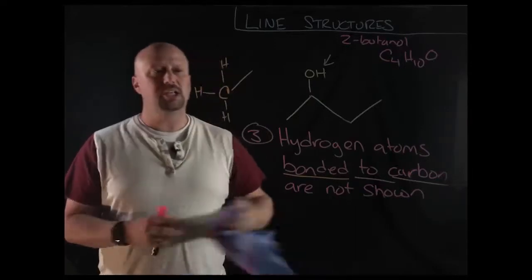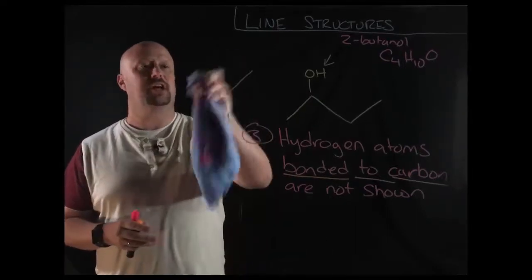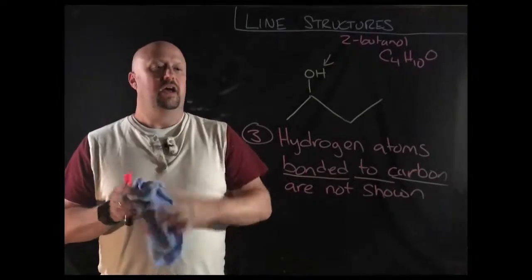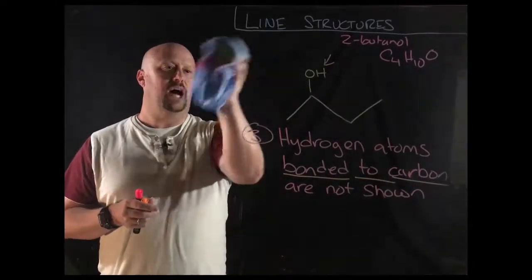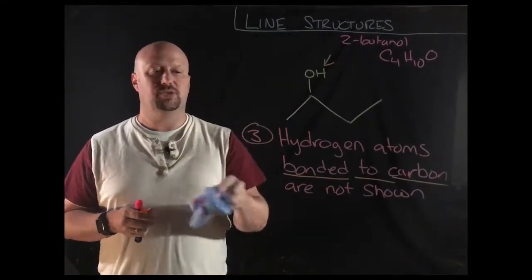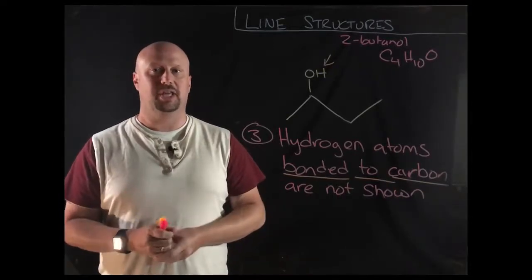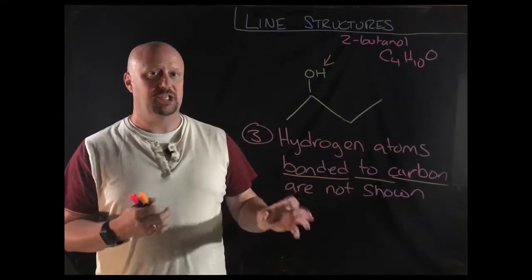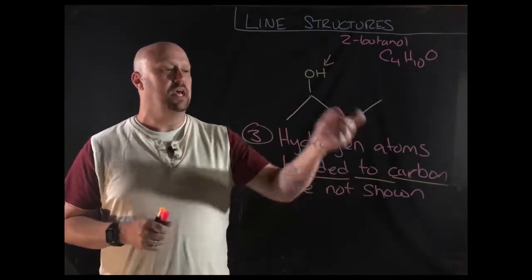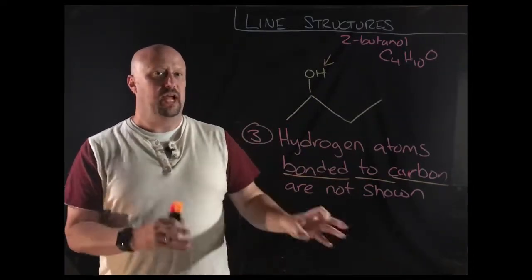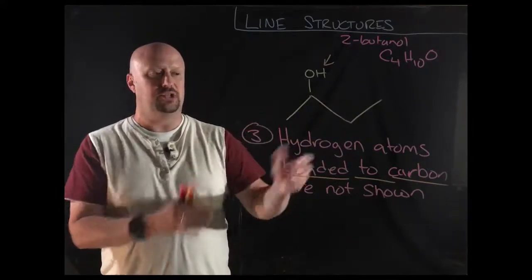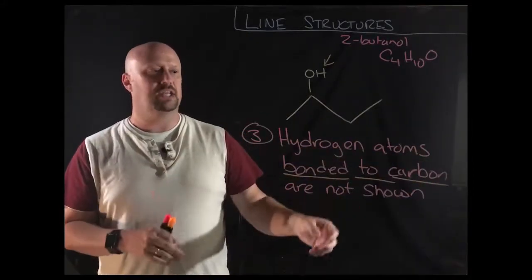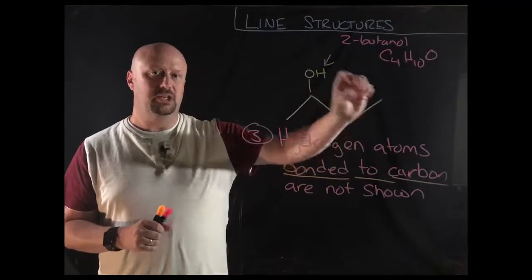When drawing line structures, that is understood. It's understood that you don't need to draw the hydrogens. In fact, if you had to draw the hydrogens, it would defeat the whole purpose of line structures altogether. What we're doing in line structures essentially is getting rid of the carbons and the hydrogens, making everything much more simplistic. Doesn't mean they're not there. They're still there. They're just not shown. It is understood by your rules of drawing line structures that I don't need to show every hydrogen.